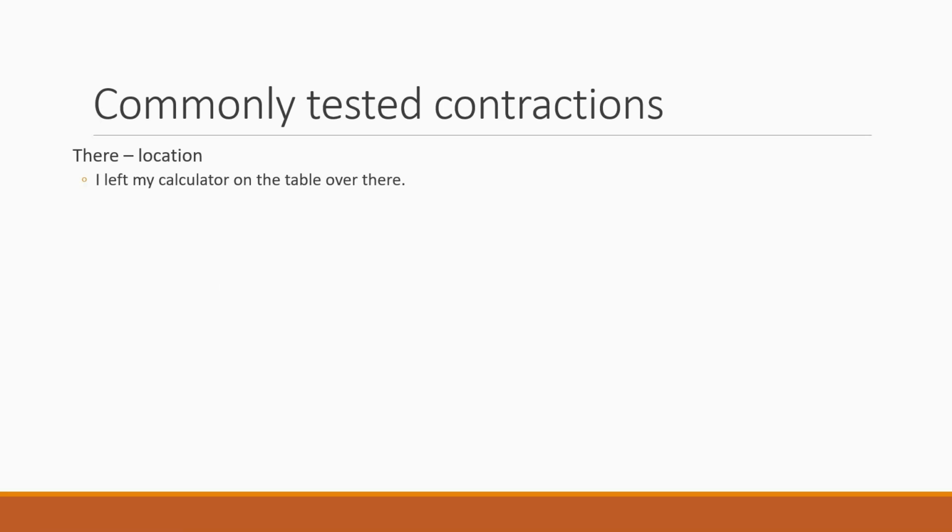Next set, the different versions of there. THERE indicates location. So for example, I left my calculator on the table over there. If you can point to a spot and say there, that's when you want to use THERE for location.